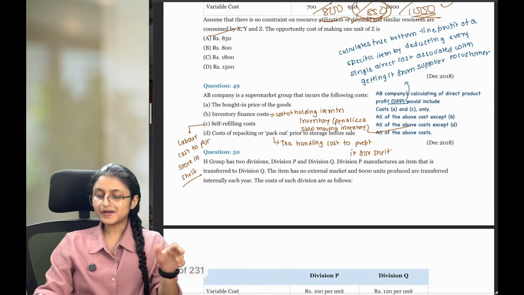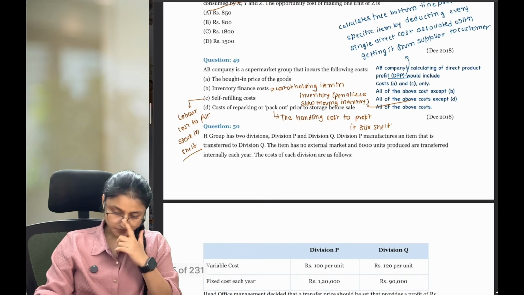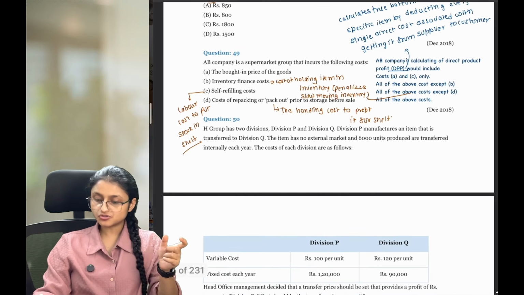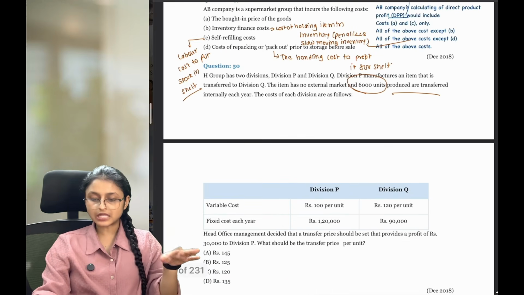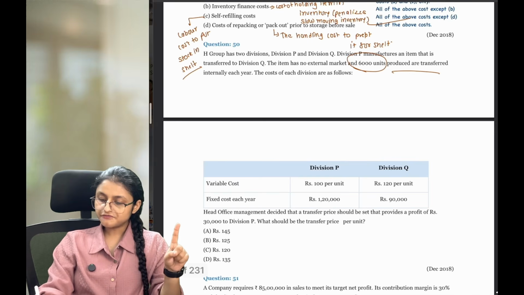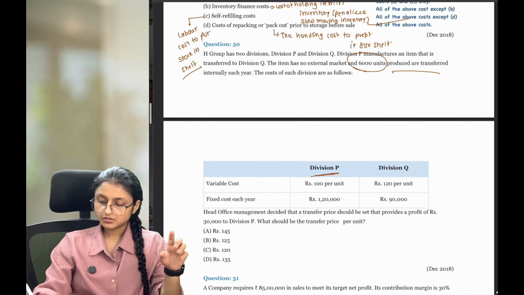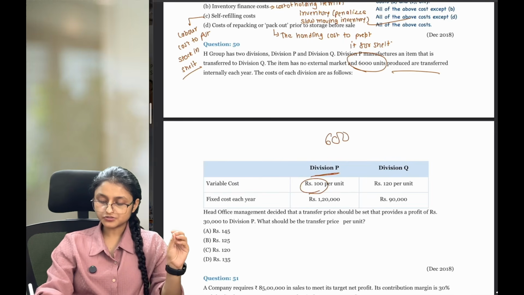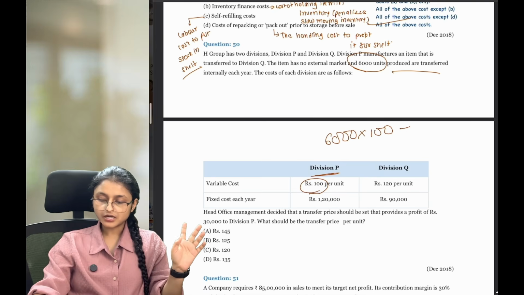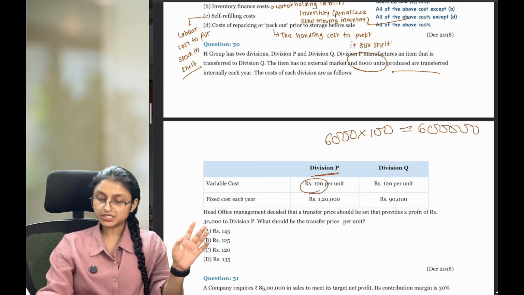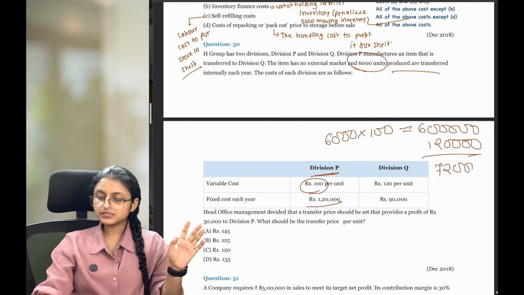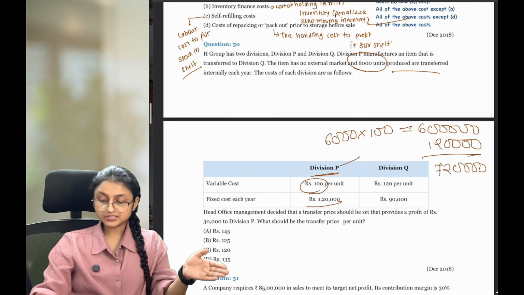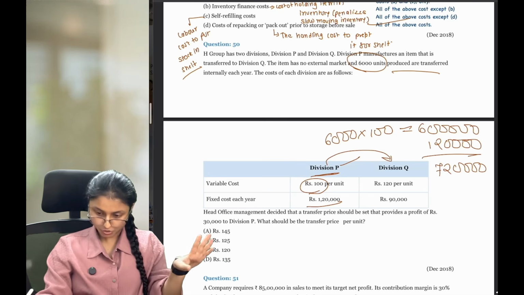Okay? H group has two divisions, division P and Q. Division P manufactures an item that is transferred to division Q. The item has no external market, so there is no external market available, and 6,000 units are transferred each year. For every unit which P transfers to Q, there is a variable cost of 100 per unit. So we are transferring 6,000 units; 100 per unit will give you 6 lakh rupees as the variable cost. And fixed cost incurred by division P is 1,20,000. So total 7,20,000 is what division P is incurring for these 6,000 units which they are transferring to division Q.